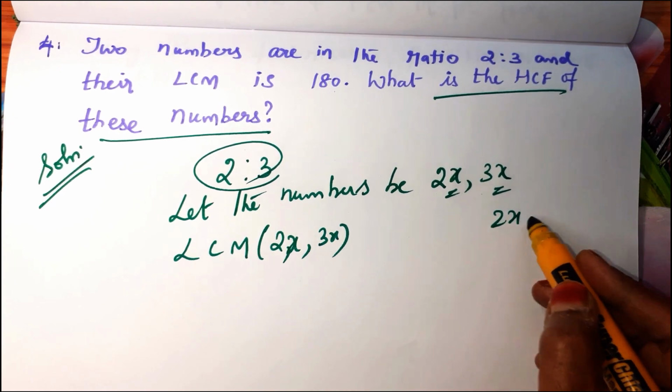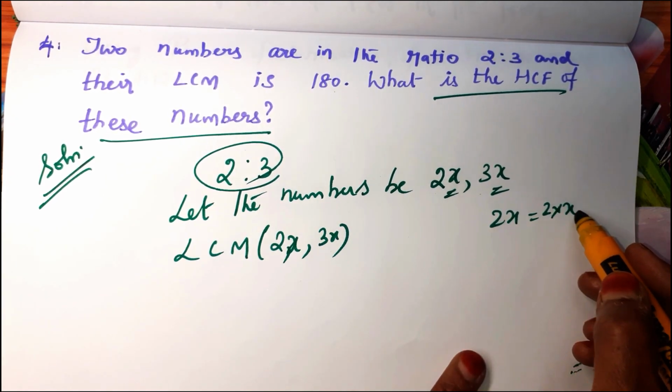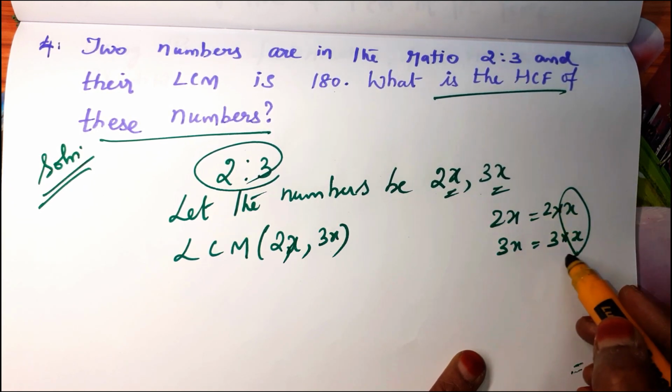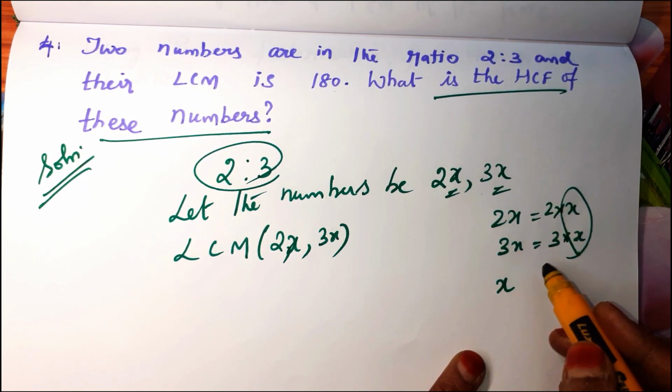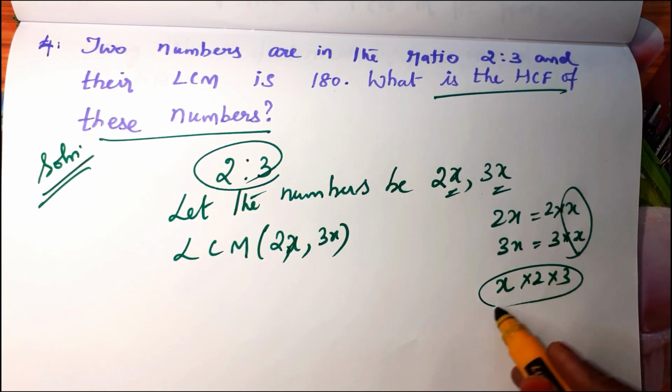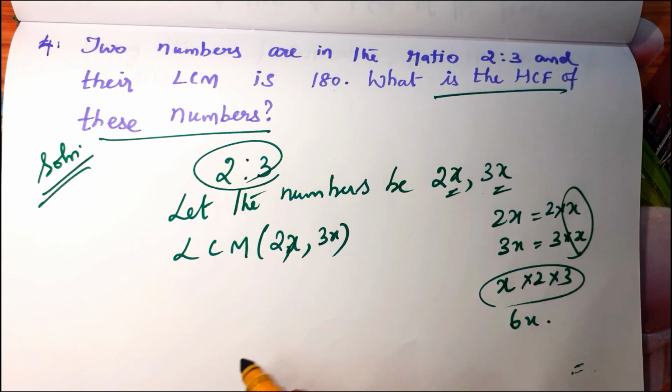Now we are going to find the LCM of 2x and 3x. So 2x is equal to 2 into x, 3x is equal to 3 into x. x is common. LCM means the common term, then the balance. So 2 into 3 will come. So totally it is 6x. That is the LCM here.